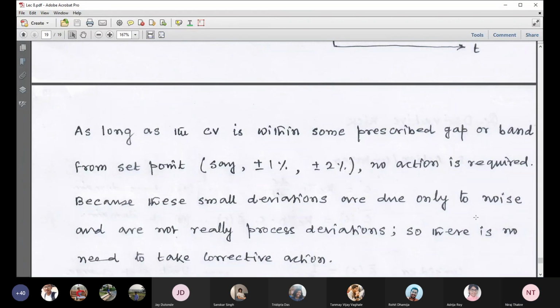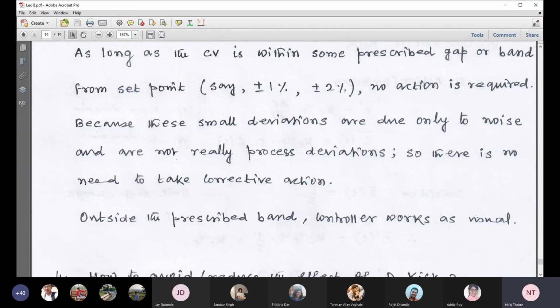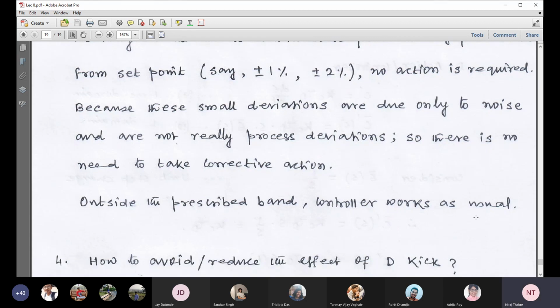Okay. Understood this point, student? You can ask me if you have any doubt. Okay, if not, we will go to the next remark. As I mentioned, we want to discuss how to tackle or how to reduce the effect of derivative kick. Our fourth remark deals with the issue of how we can reduce the effect of derivative kick.